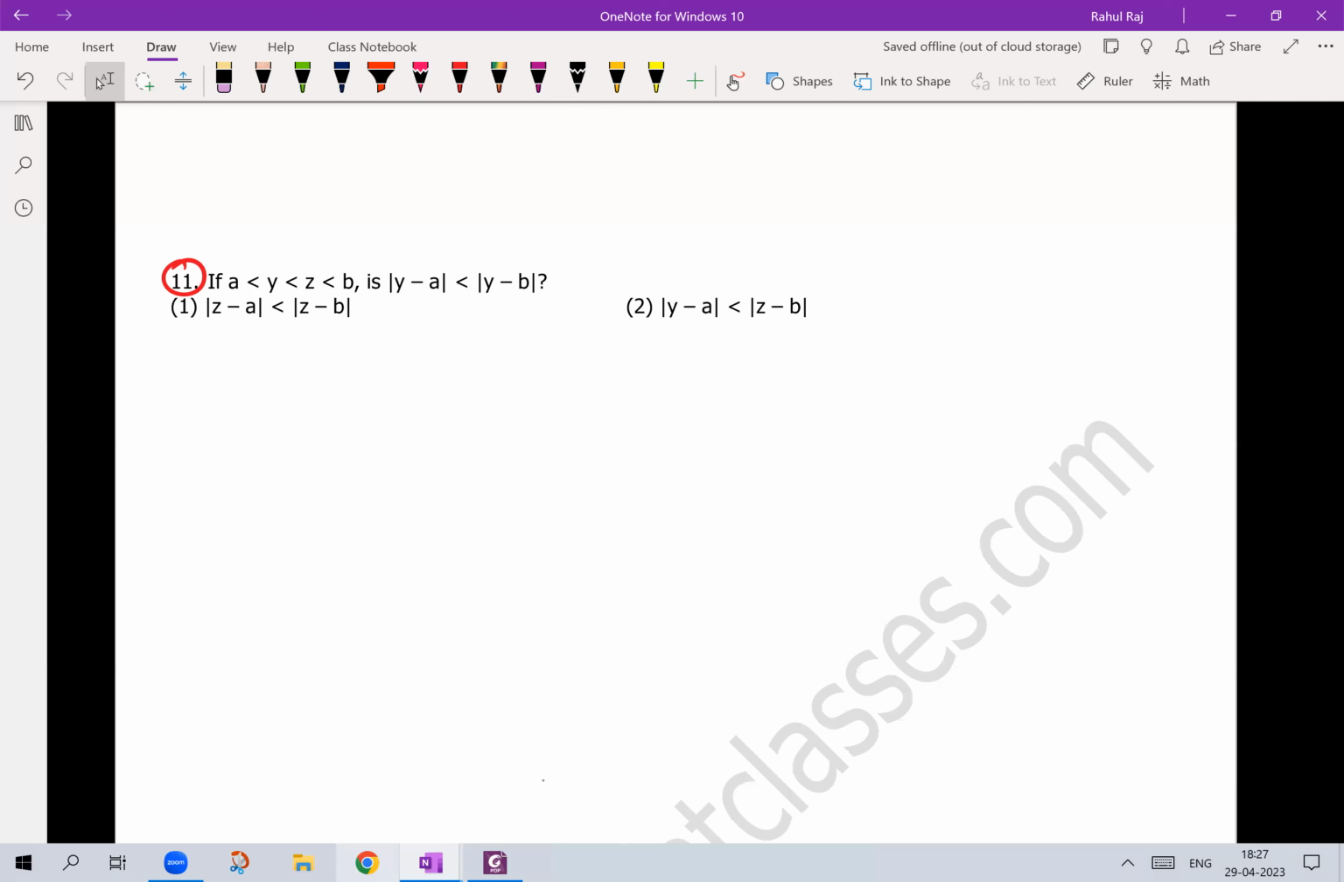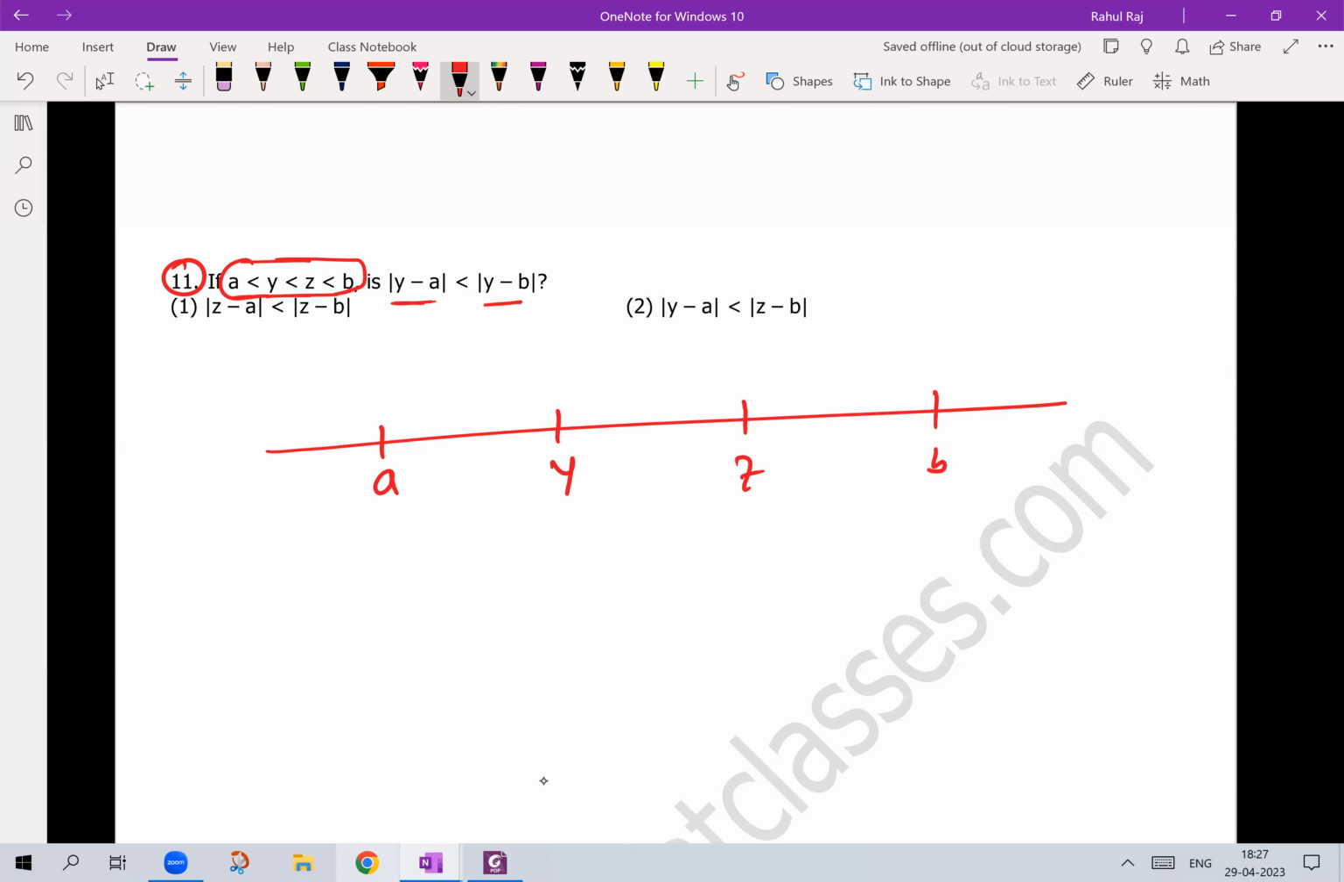So what exactly are we doing here? Convert everything in terms of the distance concept. The question is saying, is the distance between y and a less than the distance between y and b? And they have given you a very beautiful sequence over here. Can I say this is A, this is Y, this is Z, this is B? Imagine Y and A is T1, this is T2, and this is T3. The question is asking, is Y minus A less than Y minus B? It means that the question is saying, is T1 less than T2 plus T3? Am I clear? Any doubt?